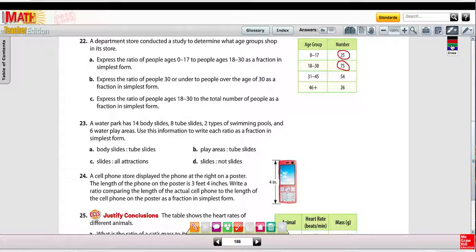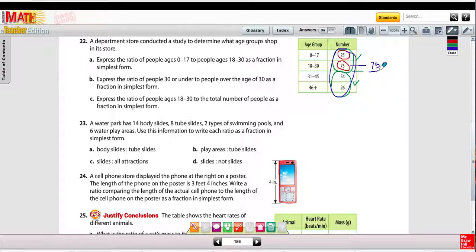For 22B, it's saying express the ratio of people 30 or under. So that would be both of these numbers here combined compared to 31 and over. So combine those two and write that fraction of this sum over this sum, and then in simplest form. And then letter C is asking for the ratio of people 18 to 30, so we're looking at 75, and the total number of people. So then you're looking at all of these numbers added up.